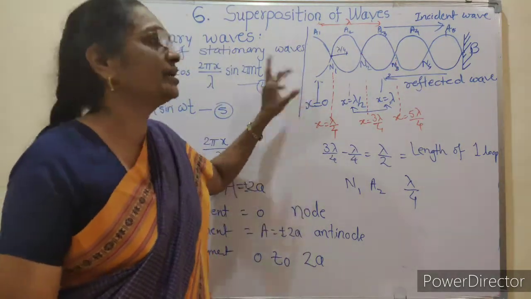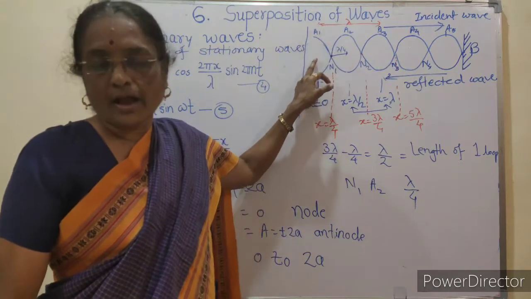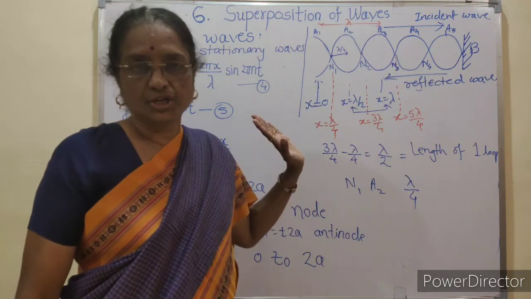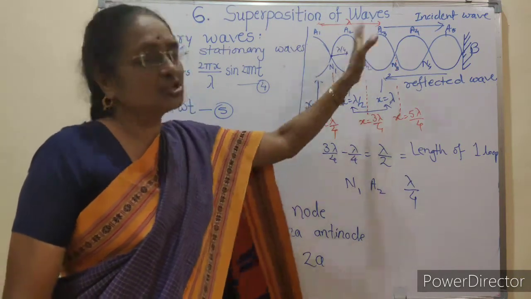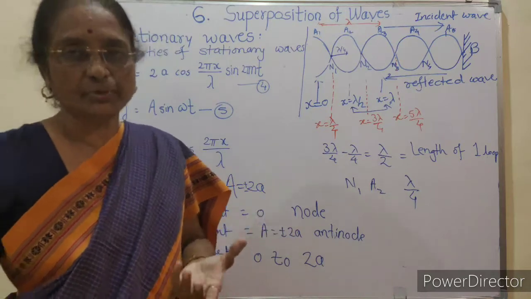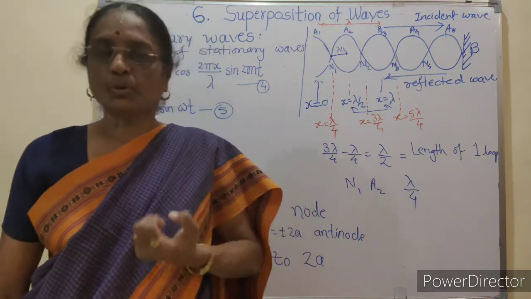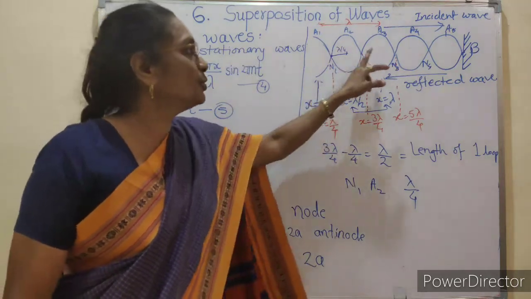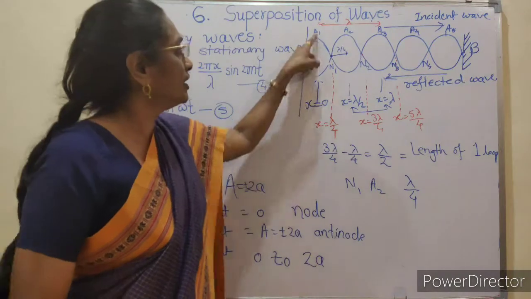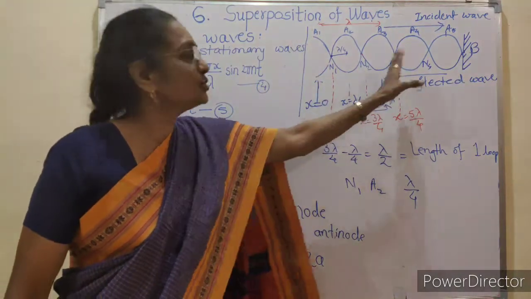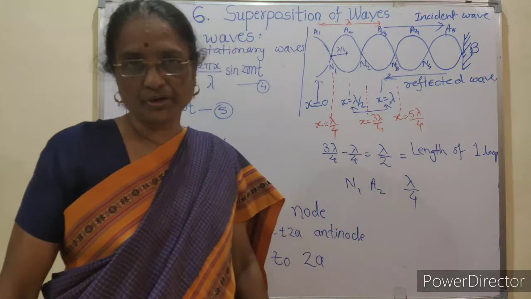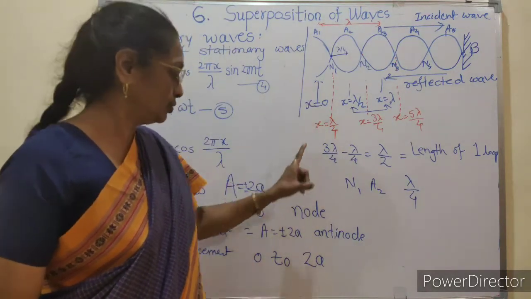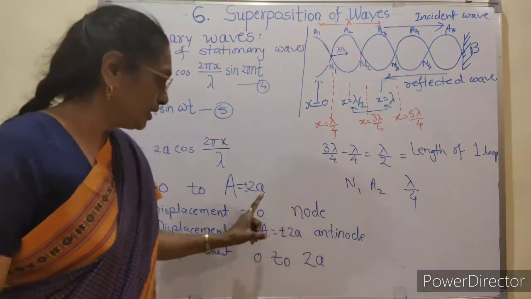The first property is that when there are two identical waves traveling in opposite directions, they form a stationary wave. Along a string, if the string is stretched between two rigid supports or two fixed points, there is formation of a stationary wave. Also, if one end is fixed and the other end is free to vibrate, then also we have shown the formation of a stationary wave.